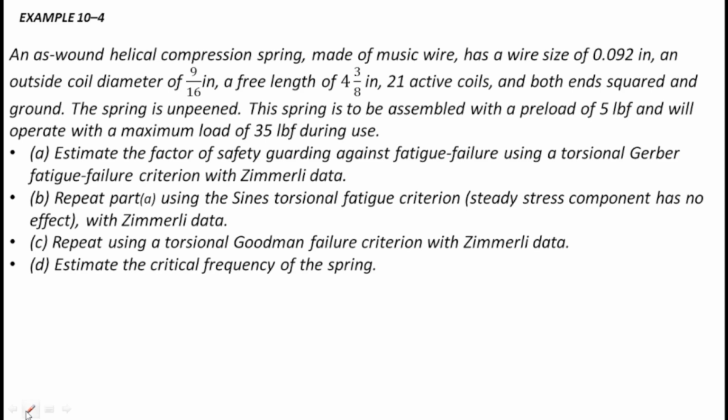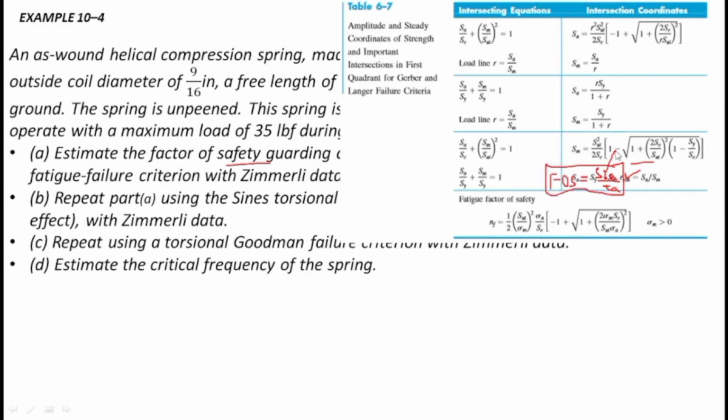First of all, you have to find the factor of safety based on the Gerber criteria, which can be found from this formula: Ssa divided by tau a. In our previous lecture, we discussed this formula, and we can find this Ssa from table 6.17. This table is for the Gerber and ASME-elliptic failure criteria. So for the Gerber, Ssa can be found from this equation.